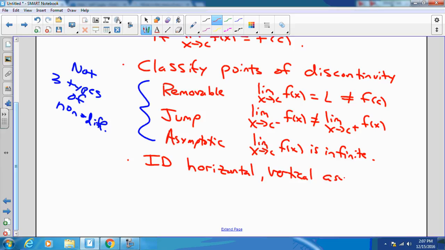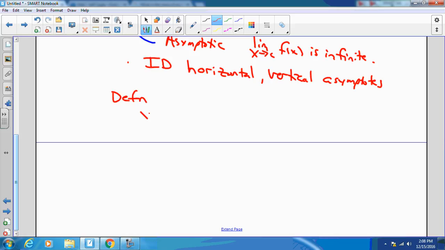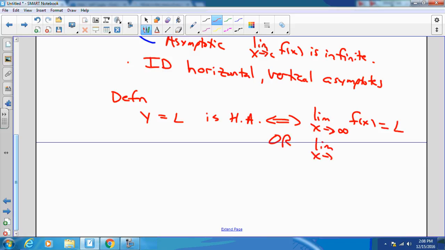Related to classifying points of discontinuity, limits allow me to identify horizontal and vertical asymptotes. And so we had some definitions. y equals L is a horizontal asymptote only if the limit as x goes to infinity of f is equal to L, or the limit as x goes to negative infinity of f is equal to L. Examples of functions that have horizontal asymptotes: some rational functions have horizontal asymptotes. e to the x has a horizontal asymptote.